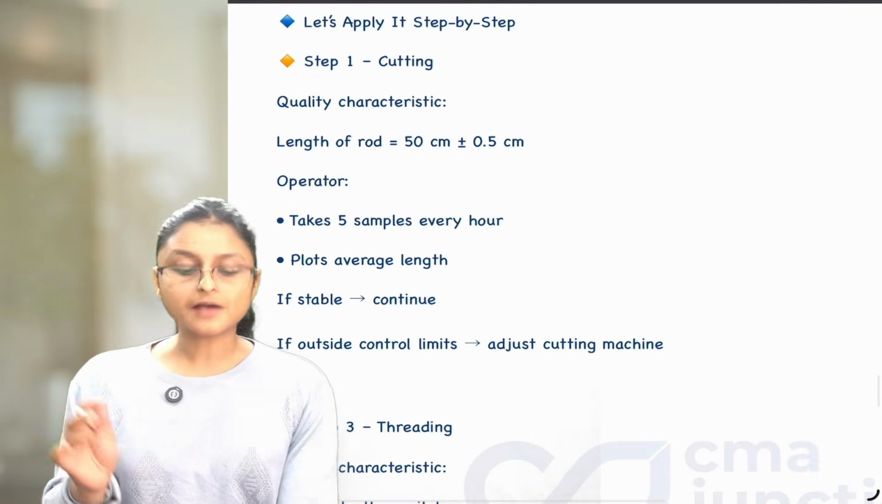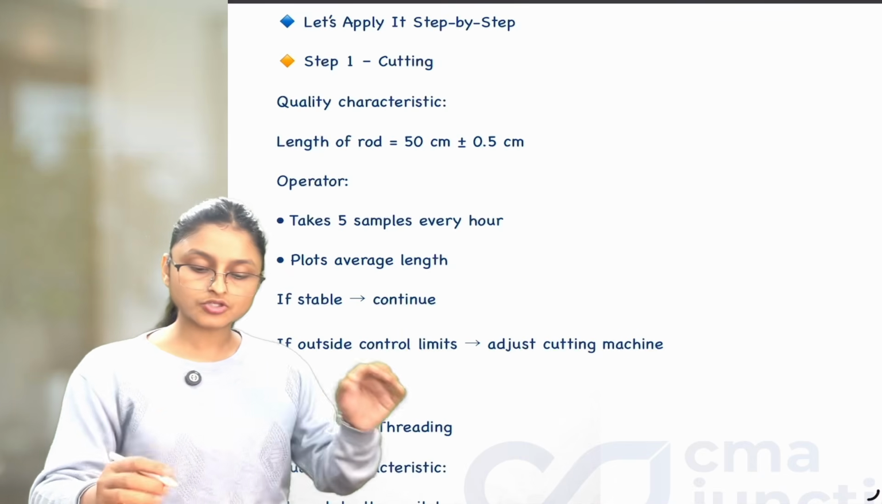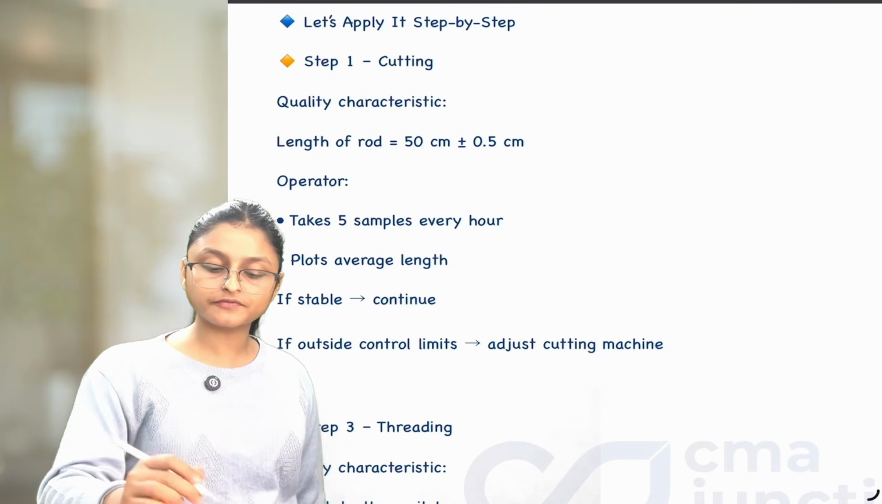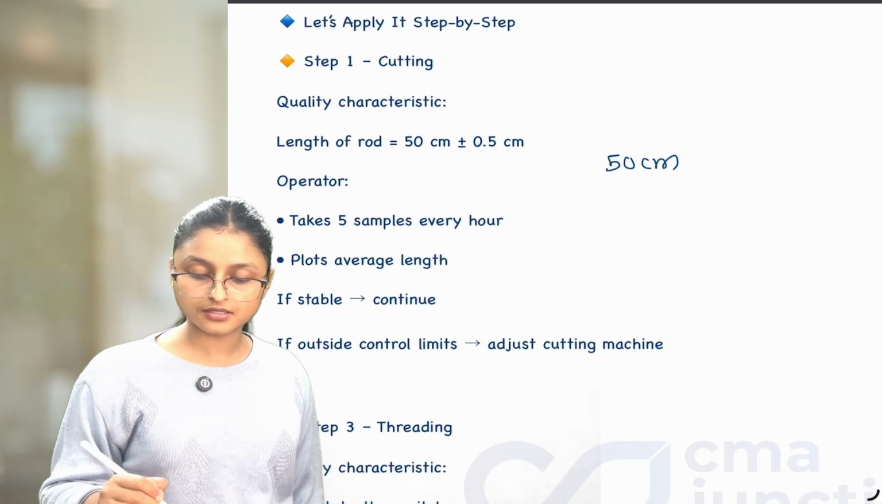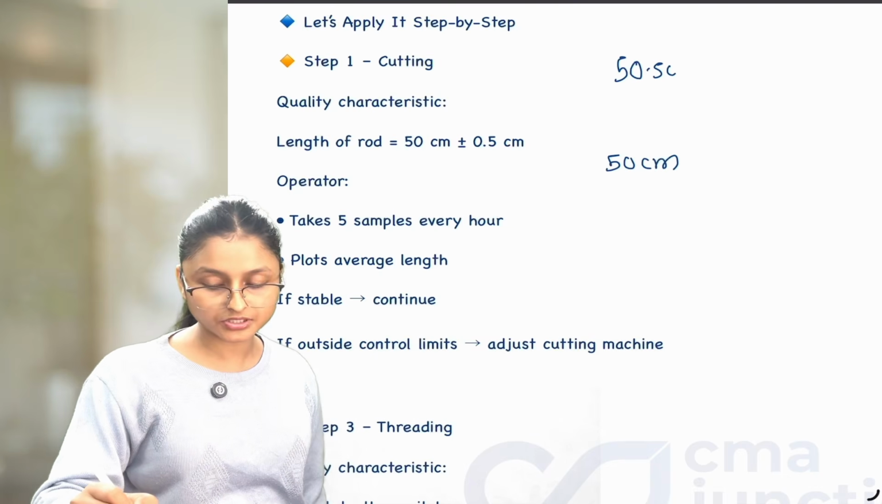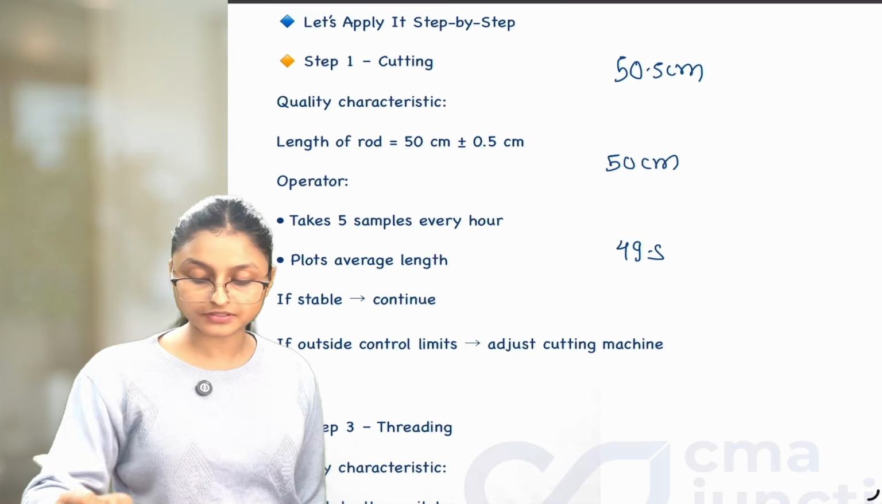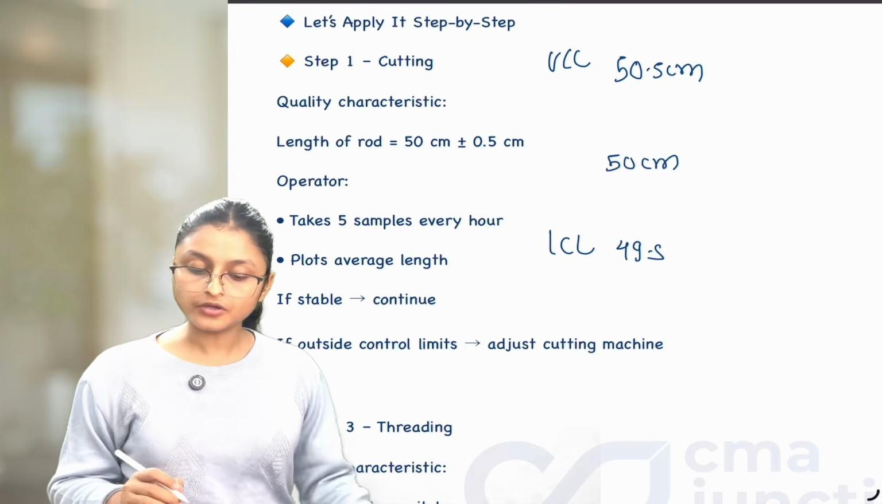Now, let's apply it step by step. First, we are applying it at the cutting stage. So, the quality characteristic, the length of the rod, should be 50 centimeter plus minus 0.5 centimeter. That means your center line is at 50 centimeter. Your upper control limit is 50 plus 0.5, that is 50.5 centimeter. And your lower control limit is 50 minus 0.5, that is 49.5 centimeter. This is my upper control limit. This is my lower control limit.